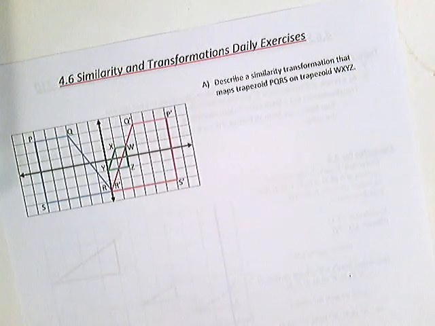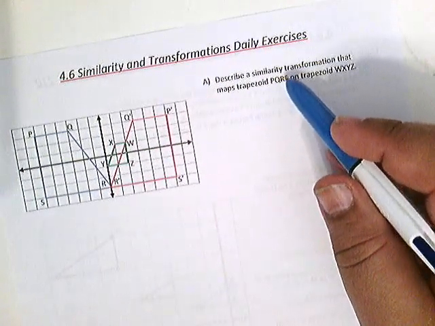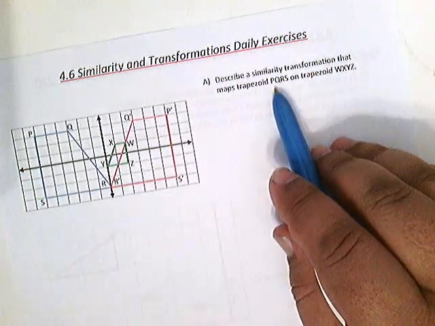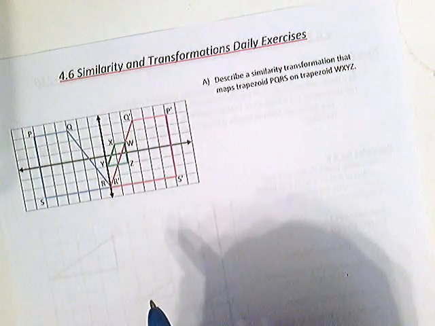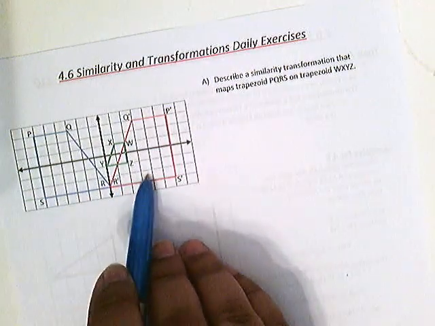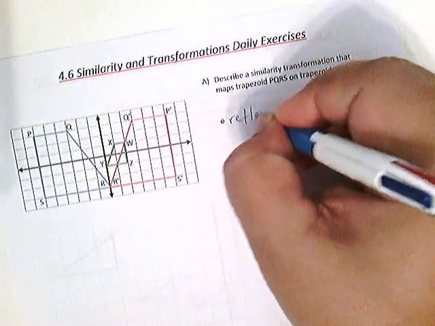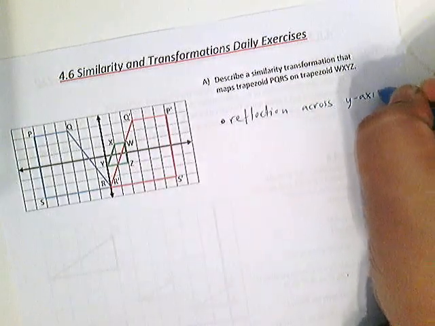Now, we're going to be asked to describe it. So how does one become something else? That's what we're trying to figure out. Describe a similarity transformation that maps trapezoid PQRS, that's the blue one here on the left, onto the green one. Now, here's what's going to happen. First, I can clearly see between this one and the prime that this reflected across the y-axis. So that's the first step I'm going to take: a reflection across the y-axis. That's the flippy flippy.